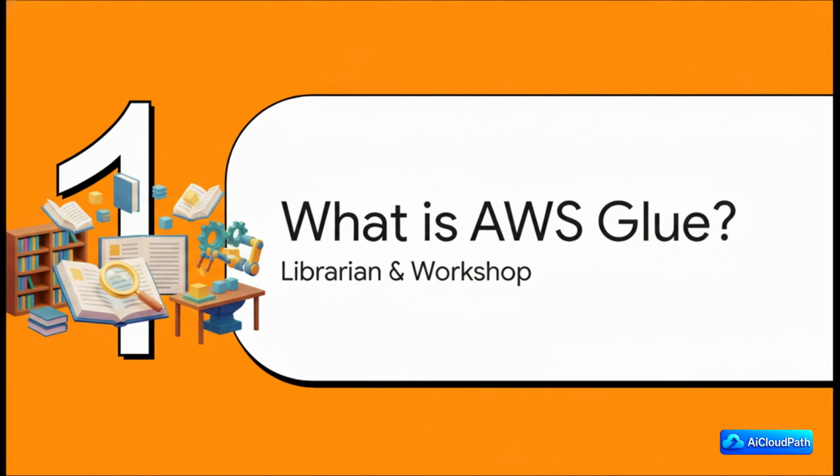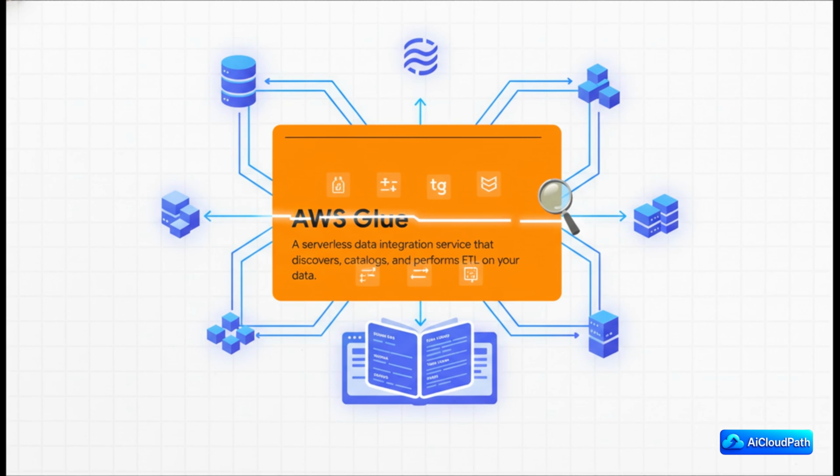Okay, so first things first. What is AWS Glue? I think the best way to wrap your head around it is to picture a super smart digital librarian combined with a really efficient data workshop, all rolled into one service. Now, the official definition is that AWS Glue is a serverless data integration service. The two words to really lock onto there are serverless and integration. Serverless is huge, right? It means you don't have to manage any of the underlying servers or infrastructure, which is just a massive operational win. And integration? Well, that's its whole reason for being. To discover, catalog, and then transform your data so it's finally ready for some real analysis.